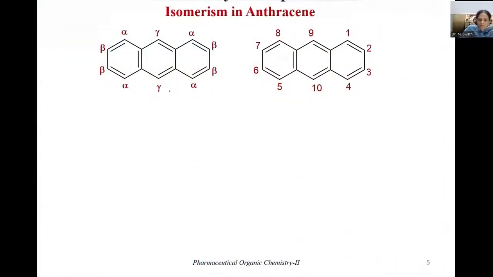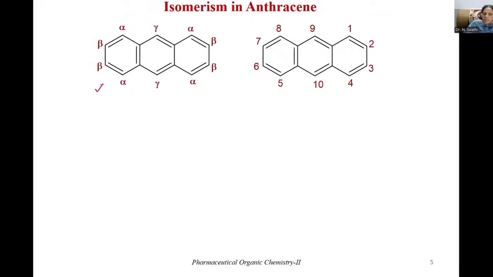Structures of anthracene are given along with the different positions. The first structure is represented in terms of alpha, beta, gamma, and the second structure is represented in terms of numerical values. So we can start numbering the aromatic ring systems from this side, as shown here, or as shown in the second structure. We can even start numbering the aromatic ring systems like this, 1, 2, 3.